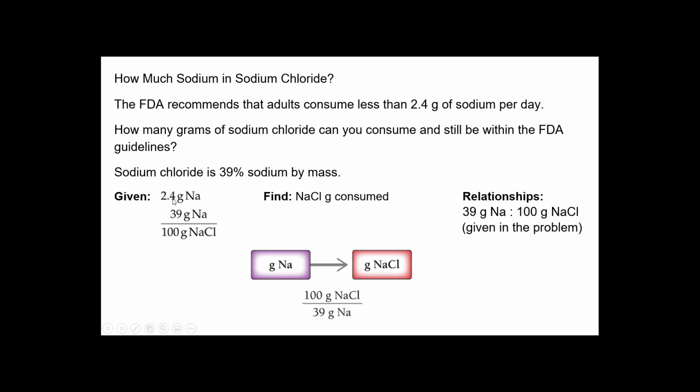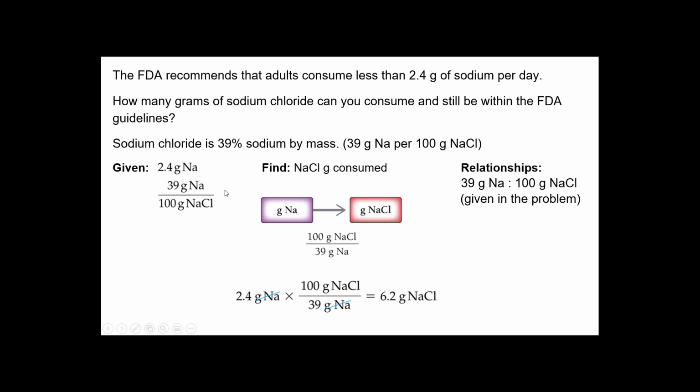So what's given to us? We have 2.4 grams, and we're going to use the conversion factor, whichever way works for us. We need to get from grams of sodium to grams of sodium chloride, and all we're given is this amount to start with and this percent. So we set it up with 2.4 grams of sodium. We use the conversion factor that allows us to cancel the sodium out and leaves 100 on top. We can consume 6.2 grams of sodium chloride and still be within this 2.4 grams of sodium per day.